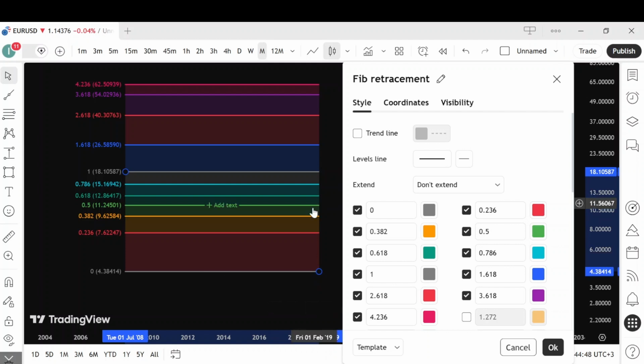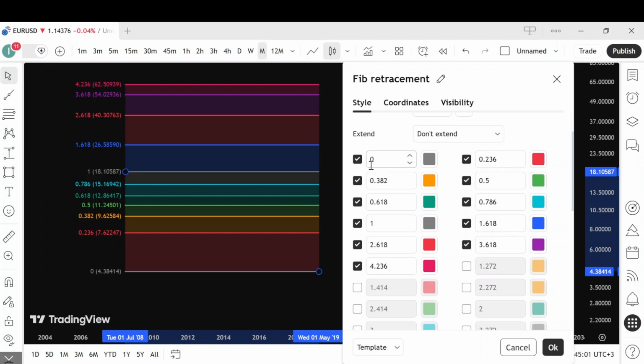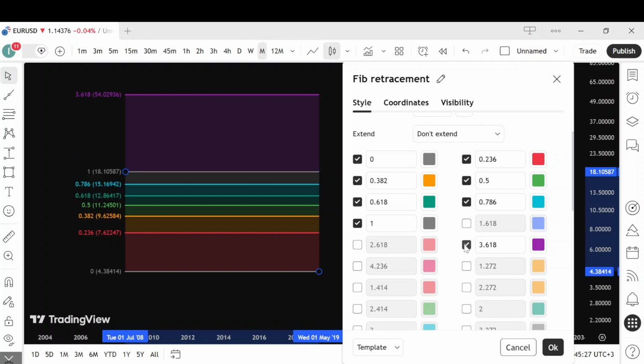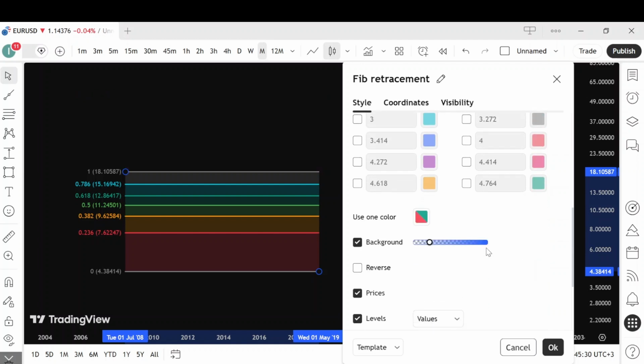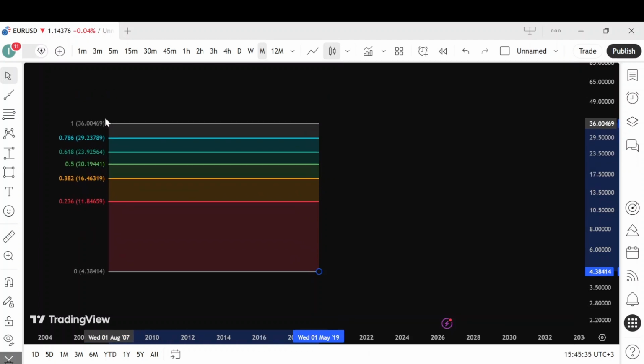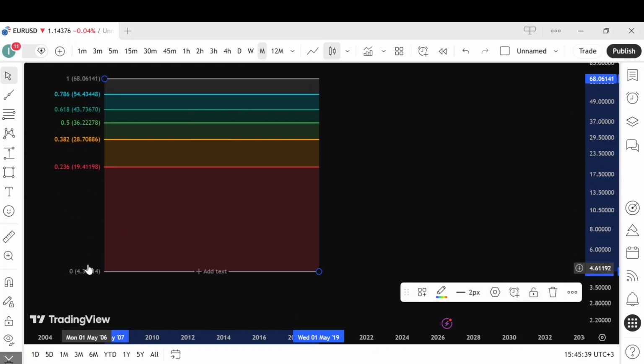The second step, we want to unselect and remove any figure which is above 1. So we come here, we have very many figures. We have 0, 0.38, 0.618, we have 1, 2.618, 4.236. There are very many figures, but anything above 1, we unselect it. So I unselect 2.618, I unselect 4.236, I unselect 1.618, and again I unselect 3.618. It is going to leave me with the figures which are between 0 and 1.